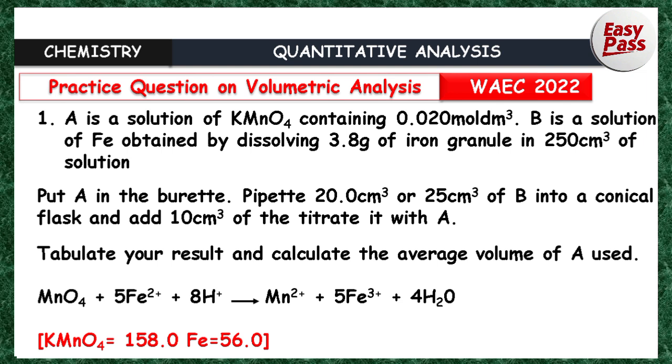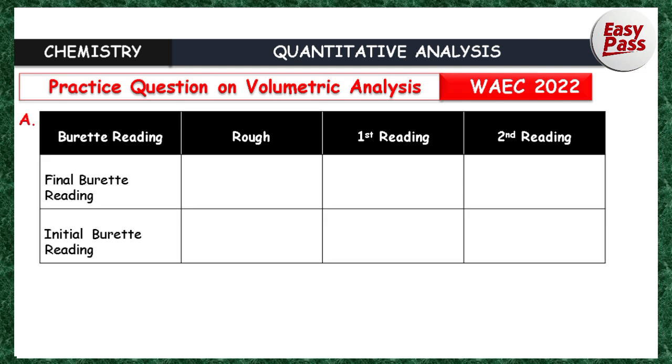Solution to that question: a table was given to you. You form a table with the burette reading. Then you have the final burette reading, and third, the initial burette reading. Here you have your rough. The function of the rough is to clean up the equipment, or to clean up the apparatus.